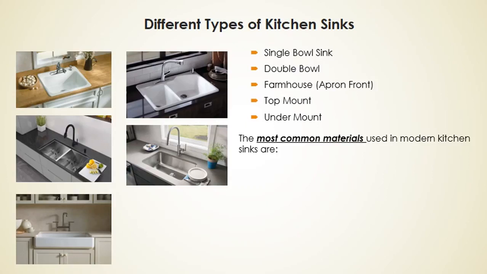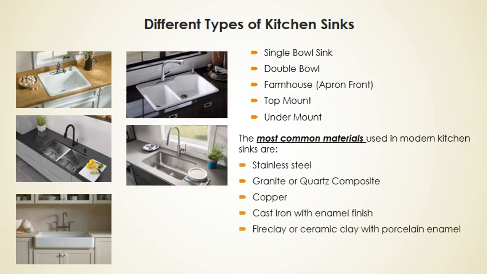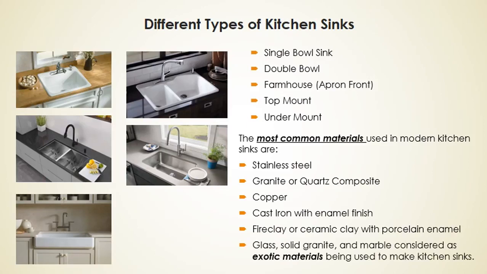Okay, the most common materials used in modern kitchen sinks are stainless steel, quartz and granite composite, copper, cast iron with enamel finish, fire clay, or we can also say ceramic clay with porcelain enamel. Okay, then there are also some exotic materials that are used in kitchen sinks. They are glass, solid granite, and marble.